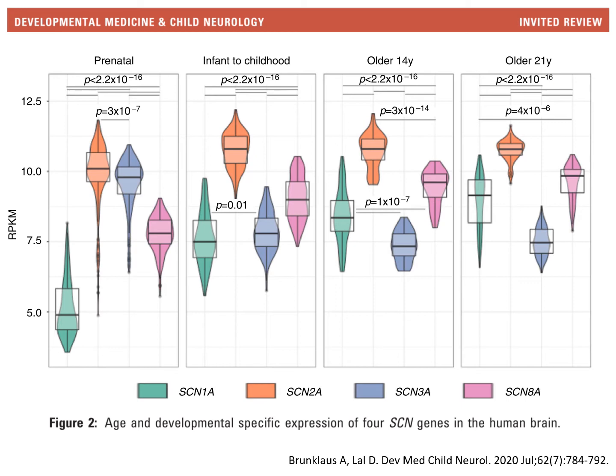SCN1A in green has low expression prenatally, however expression increases over time. SCN2A in orange is already highly expressed at prenatal stage and remains expressed throughout life. SCN3A in blue is primarily expressed prenatally with reducing expression over time, and SCN8A in pink is similar to SCN1A in that it is less expressed antenatally, however expression increases steadily over time.